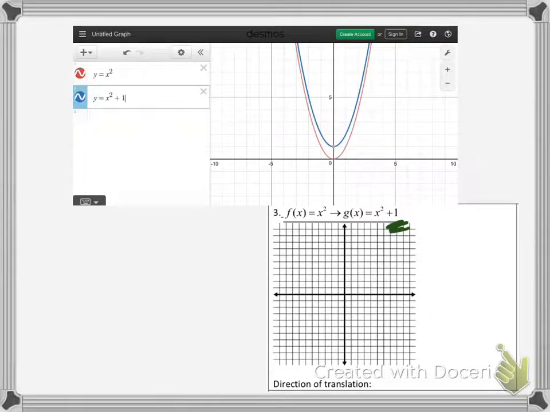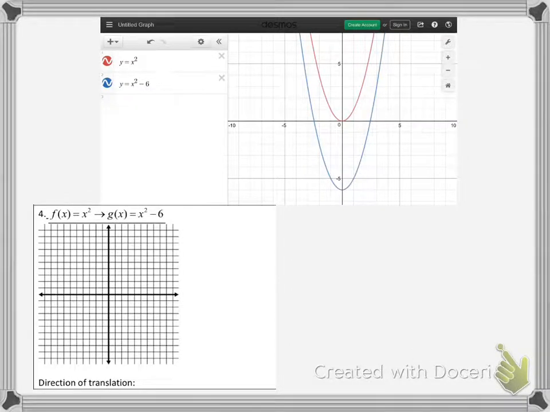It's something added or subtracted to the entire function. So if I add 1 to the entire function, I move every single point up 1 unit. This point goes up 1 unit. This point goes up 1 unit. Every point moves up 1 unit. And moving down, same thing. If you have an x squared or any function, whatever your parent function is, if you subtract something, it's going to go down. In this case, down 6 units.